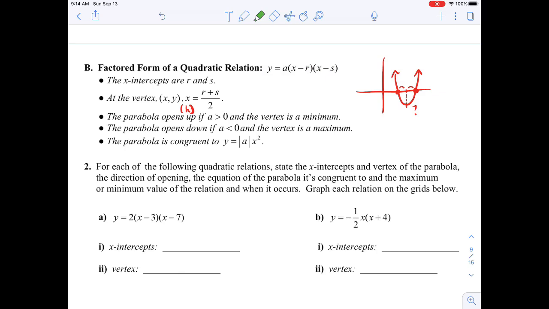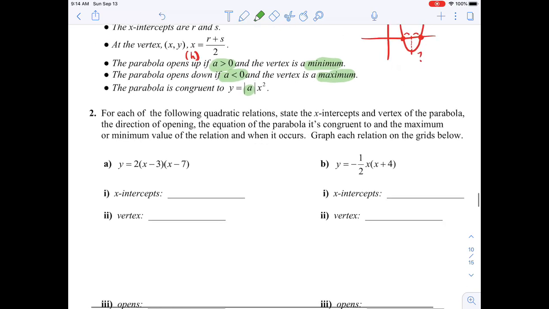We also have an a value, and the nice thing is it means the exact same thing that it meant in vertex form. Whether it's positive or negative tells us if it's a minimum or a maximum respectively, and the actual number value of it tells us how much the parabola is going to be either expanded out or compressed down.